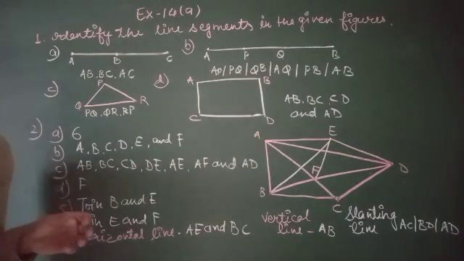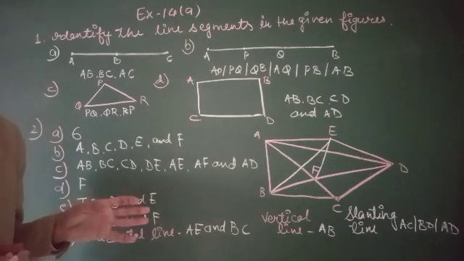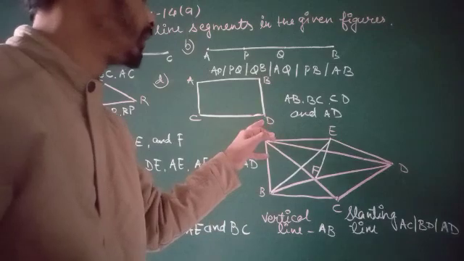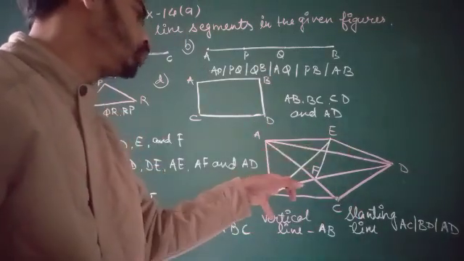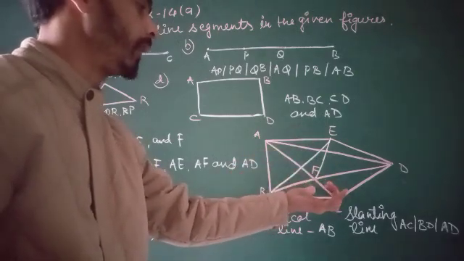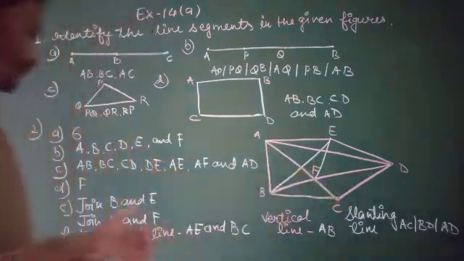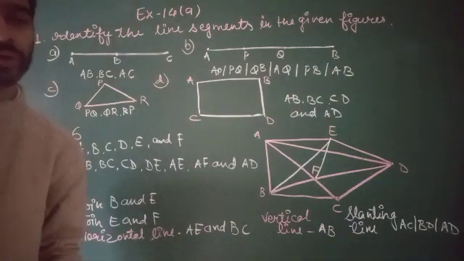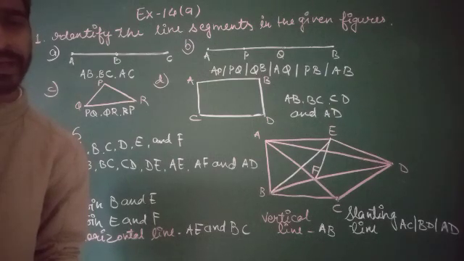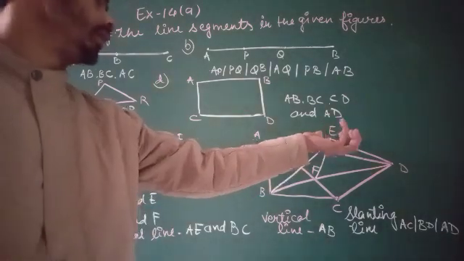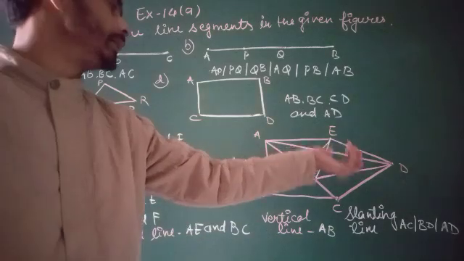The next question, number D. What is the point of intersection of AC and BD? AC and BD are 2 line segments, and they intersect each other at point F. So that is point F. Question number E. Can you draw two more line segments in the given figure by joining any of the given points? Yes. Join B and E, and join E and F.